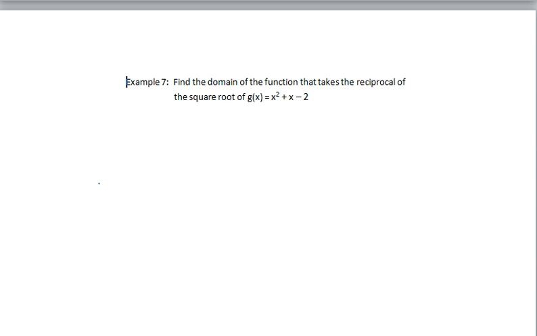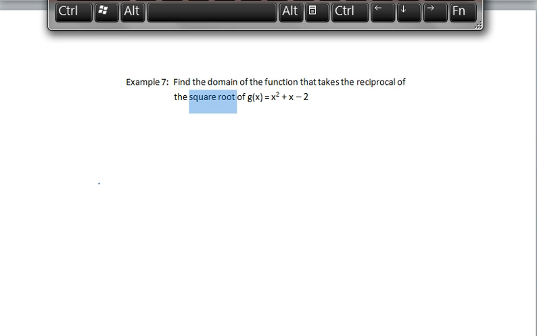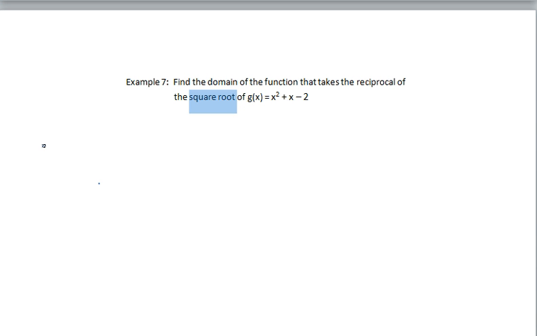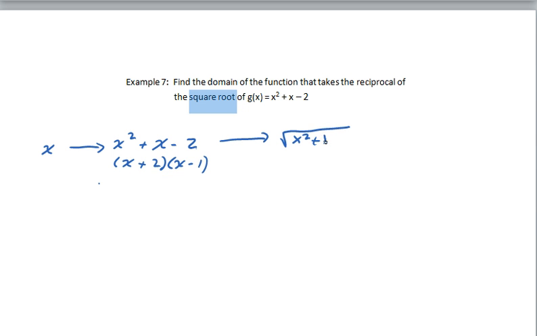Now the next problem adds one more step of complexity. It adds the square root. And so in this case, we are going to have x going to x squared plus x minus 2, which is the same as x plus 2 times x minus 1. We're then going to take the square root of that and finally the reciprocal of the square root.